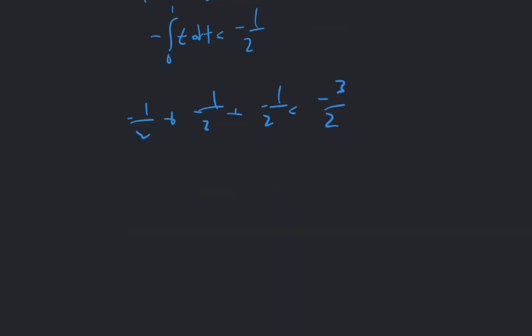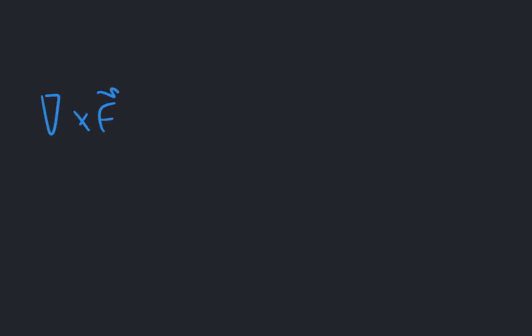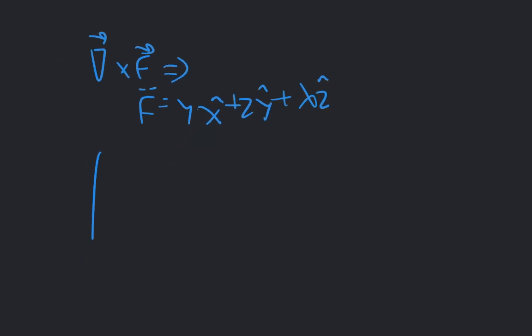We can also take the curl of the function. So take the curl of f. Remember, f was y x unit plus z y unit plus x z unit. We can then make a 3x3 matrix.